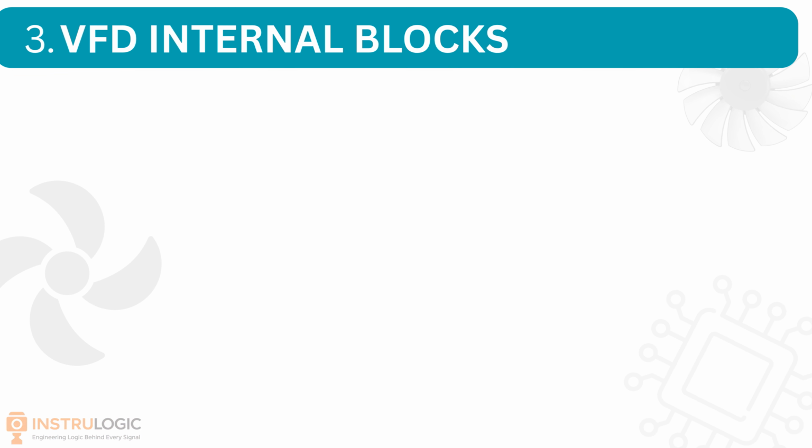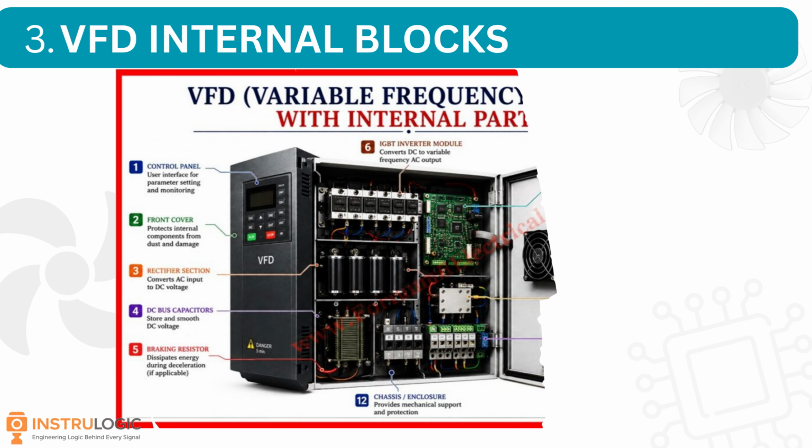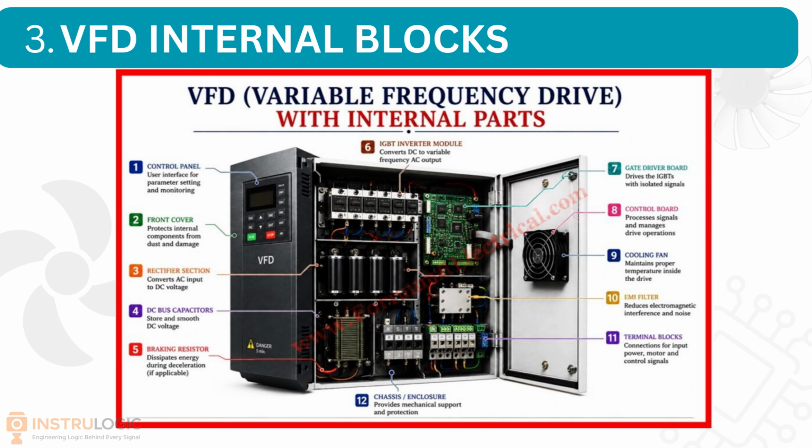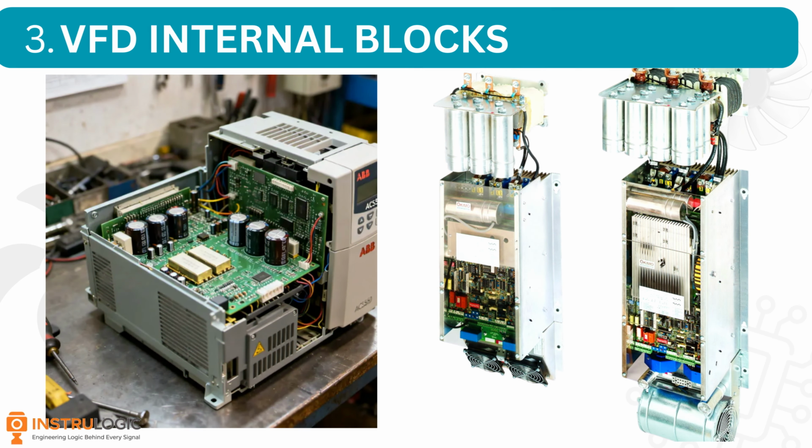Now let's look inside the VFD and identify its major internal blocks. At the front, we have the control panel, which is used for monitoring and parameter settings. The incoming AC power enters the rectifier section, where it is converted into DC power. The DC bus capacitors then smooth and store this DC energy. Next, the IGBT inverter module converts the DC into a variable frequency AC output for motor speed control. The control board, gate driver board, cooling fan, EMI filter, and terminal blocks all work together to ensure reliable, efficient, and safe operation of the VFD.